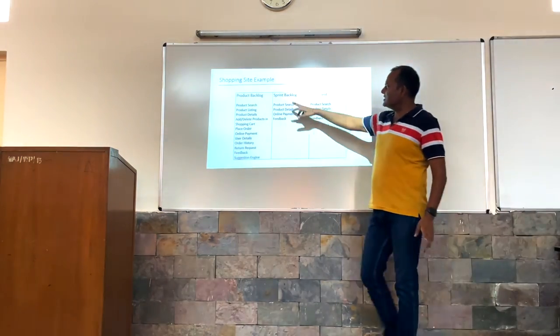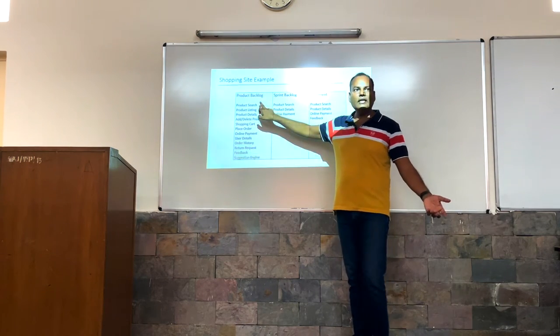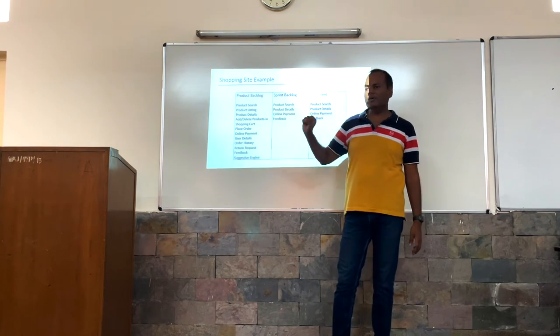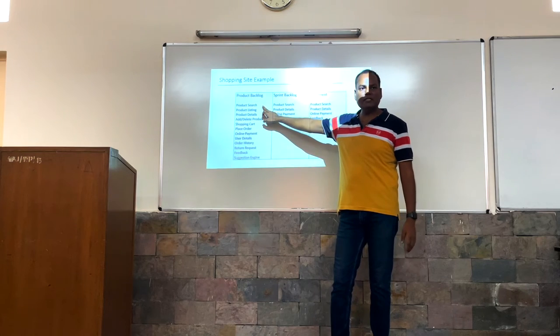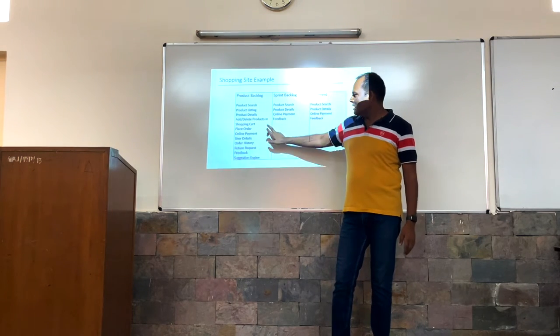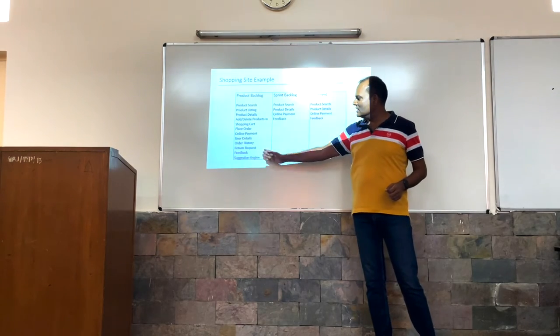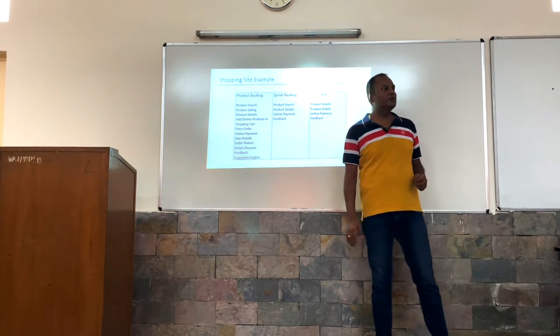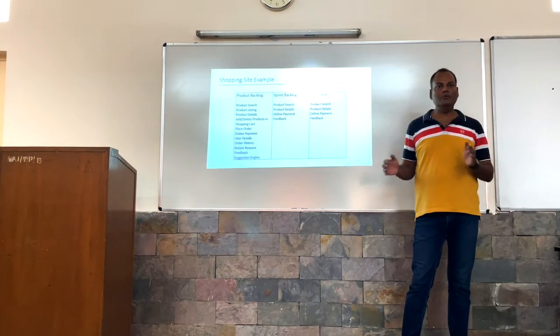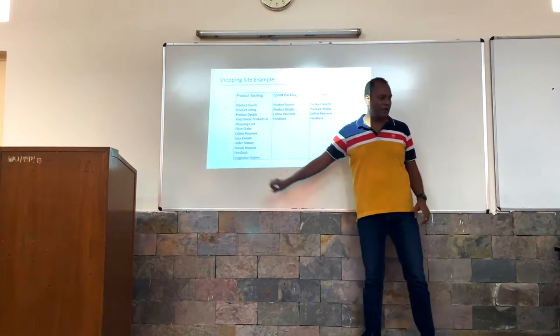Let's suppose it's the Amazon website. We have a lot of functionality in Amazon, like product search, product listing, product details, add to cart, shopping cart. So these are all the activities which we need to do, and this is the functionality required to build Amazon.com. Okay, so this is our product backlog.